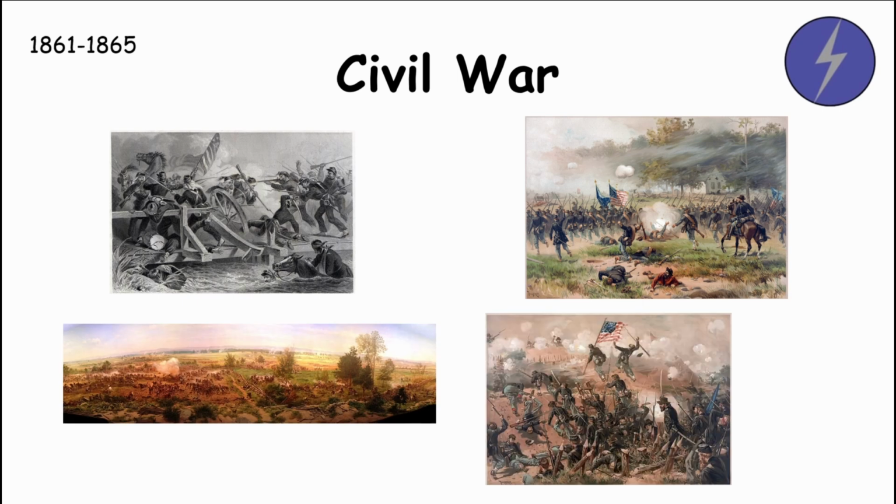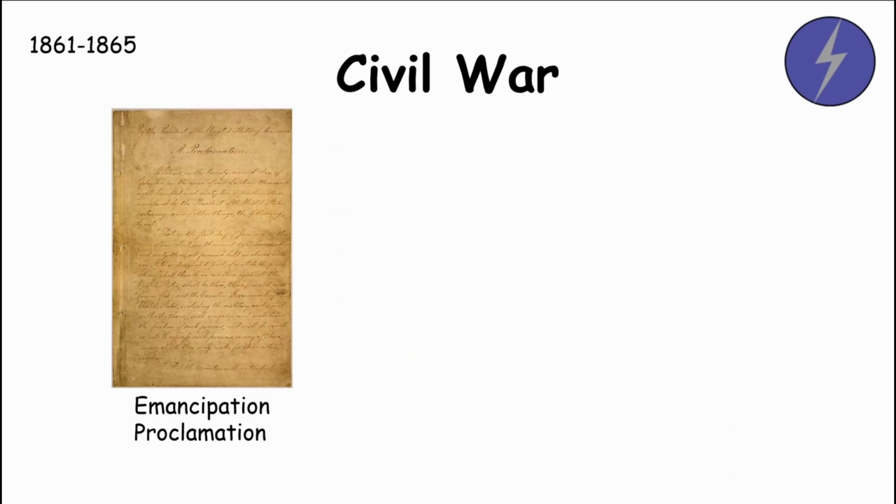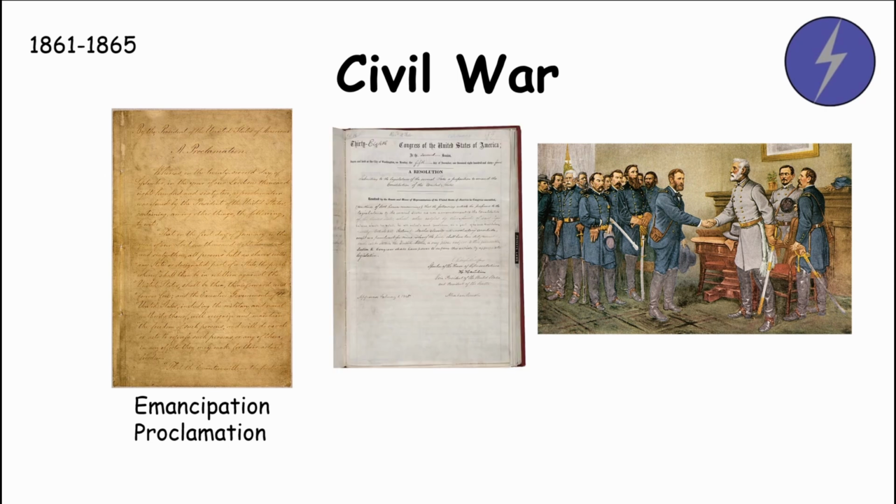The conflict was characterized by large-scale military engagements, with technological advancements in weaponry and tactics. The Emancipation Proclamation declared the abolition of slavery in Confederate-held territories, shifting the war's focus to the broader goal of ending slavery. The war concluded with the surrender of Confederate General Robert E. Lee. The 13th Amendment to the United States Constitution was ratified later that year, formally abolishing slavery.